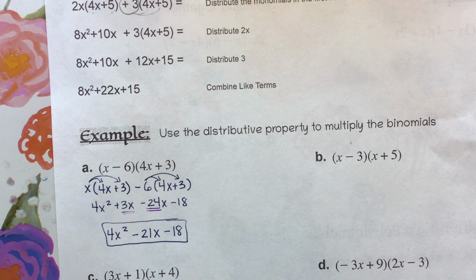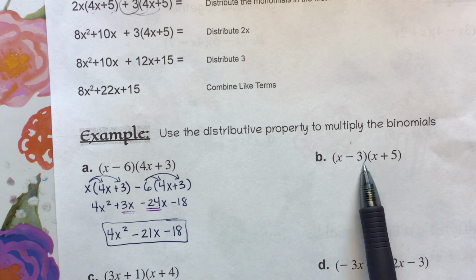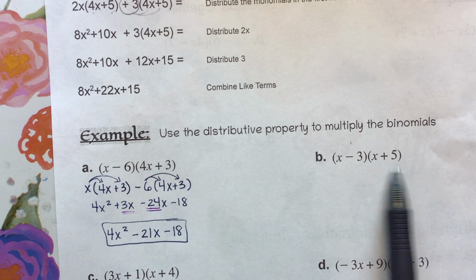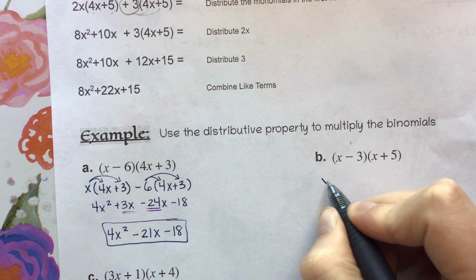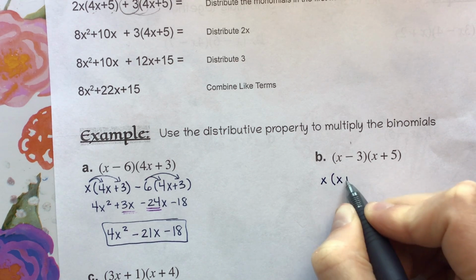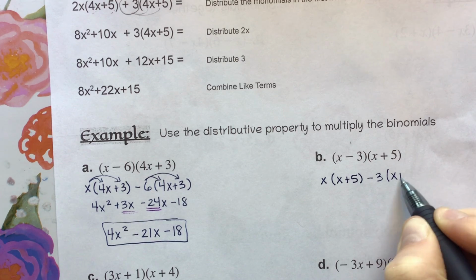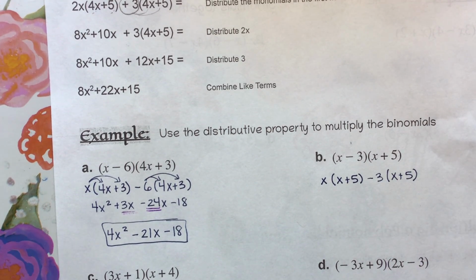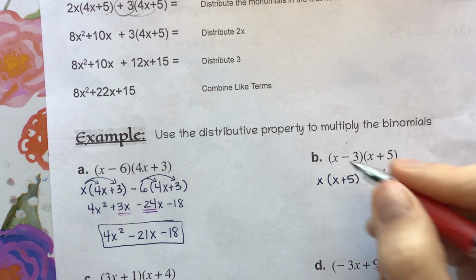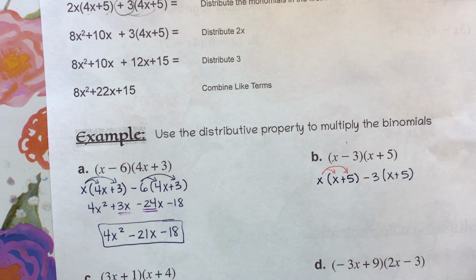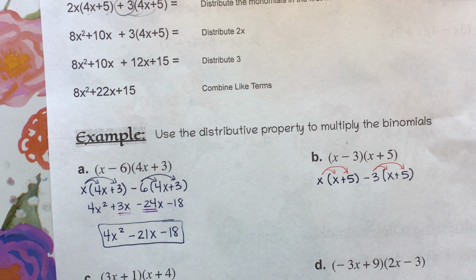Let's do that again. So in example B, this x has to be distributed to both of these, and this negative 3 has to be distributed to both of these. So let's rewrite that so we can do it. It's going to be x and then parentheses x plus 5 minus 3 parentheses x plus 5 again. Now we've done this type of stuff before, so we're going to distribute the x across the x plus 5 and distribute the negative 3 across the x plus 5.